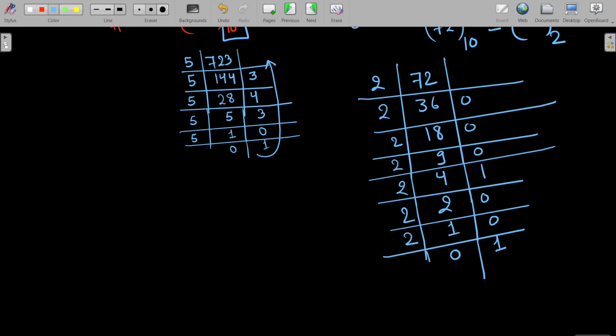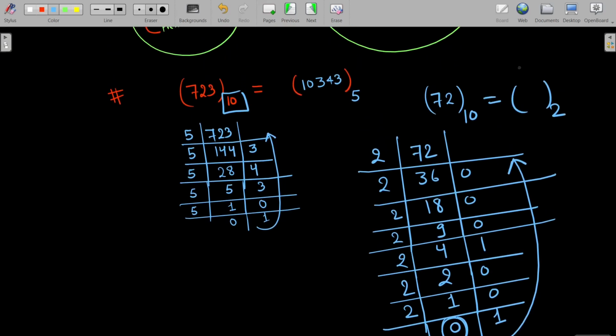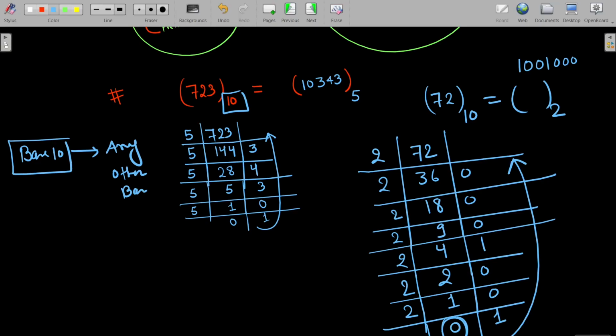You have to follow this step until you get your quotient as 0. Now you have to read your answer in this way from bottom to top. So its answer should be 1001000 like this. So this should be the answer. So from base 10 to any other base, that's very simple. What we have confirmed is base 10 to any other base is very simple. You have to follow this rule.